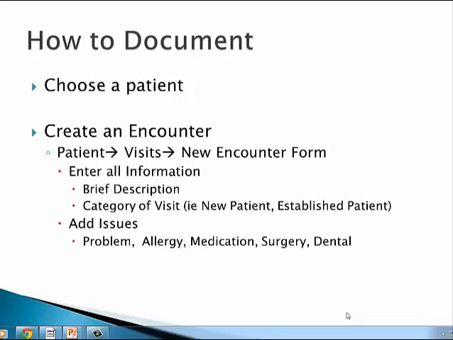So to create an encounter, you have to click on the patient, you click on visits, and you open up a new encounter form. On this new encounter form, you're going to enter all the information: a brief description of why the patient's there, the category of visit, whether it's a new patient, an established patient. I know we discussed this previously when we did scheduling.